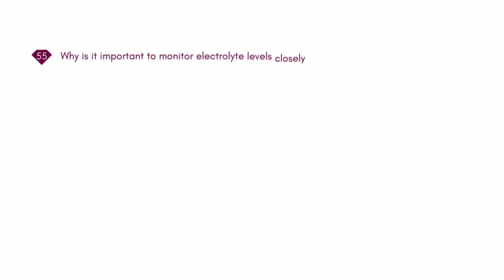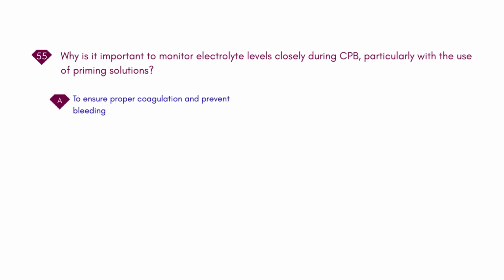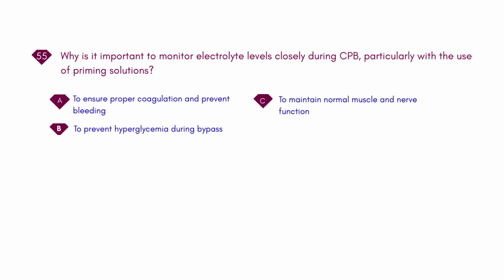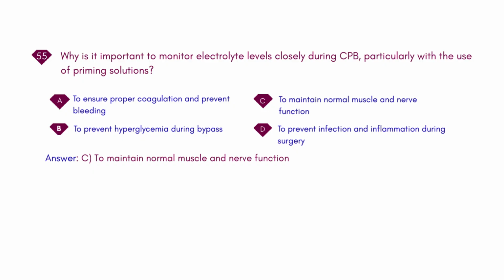Why is it important to monitor electrolyte levels closely during CPB, particularly with the use of priming solutions? A. To ensure proper coagulation and prevent bleeding. B. To prevent hyperglycemia during bypass. C. To maintain normal muscle and nerve function. D. To prevent infection and inflammation during surgery. Answer: C. To maintain normal muscle and nerve function.